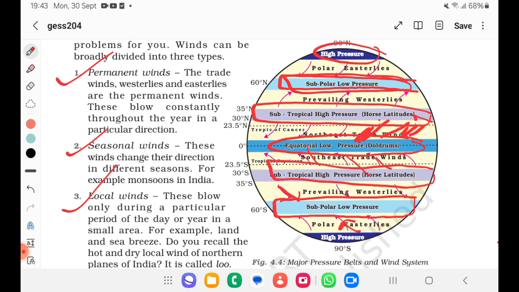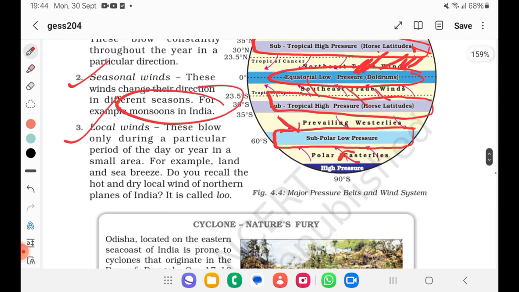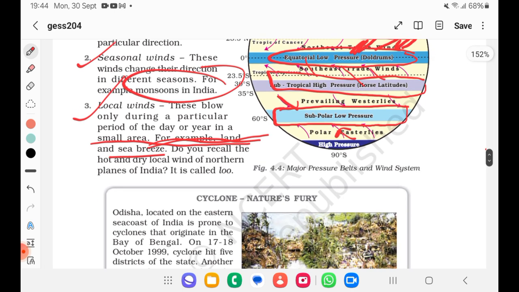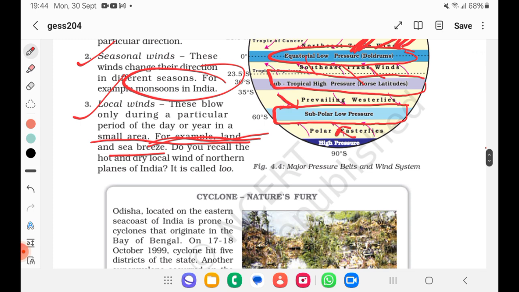Okay, then we have seasonal winds. These winds change their direction in different seasons. For example, monsoon winds. So they change the direction. Local winds blow only during a particular period of day or year in a small area. For example, land and sea breeze. So these are local winds for a particular period, day and night or year. Okay, do you recall the hot and dry local wind of the northern plains of India? It is Lu. So one such is Lu. It's a hot, dry local wind.